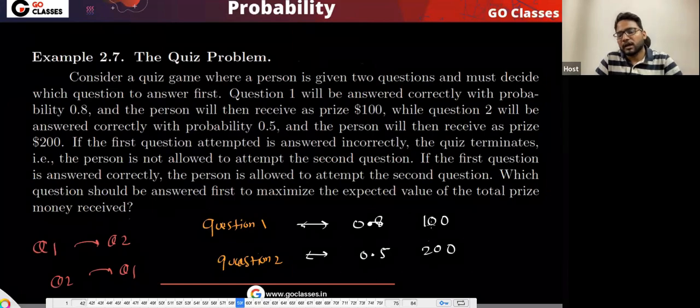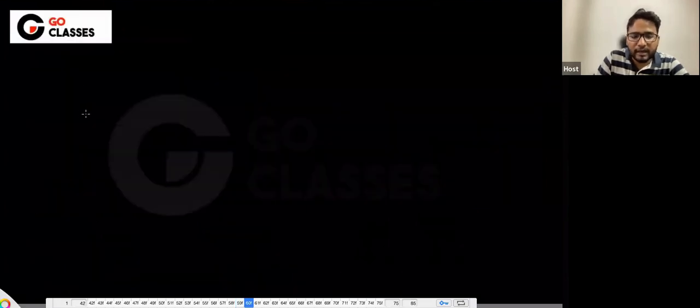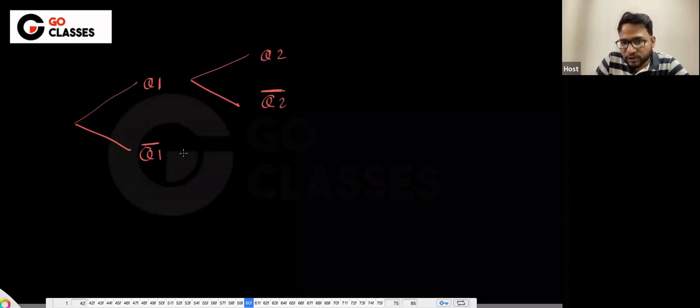So that's the problem. It's not that he will get a chance to attempt both the questions. If the first question gets answered incorrectly, then the quiz is terminated. If that gets answered correctly, then only the person is allowed to attempt the second question. So there are two possibilities. He starts with question 1 and answers correctly, or he doesn't answer it, and then he will answer question 2, maybe correctly, or maybe not. But tell me, in the case where he chooses question 1 first and doesn't answer it correctly, can he attempt question 2 now?